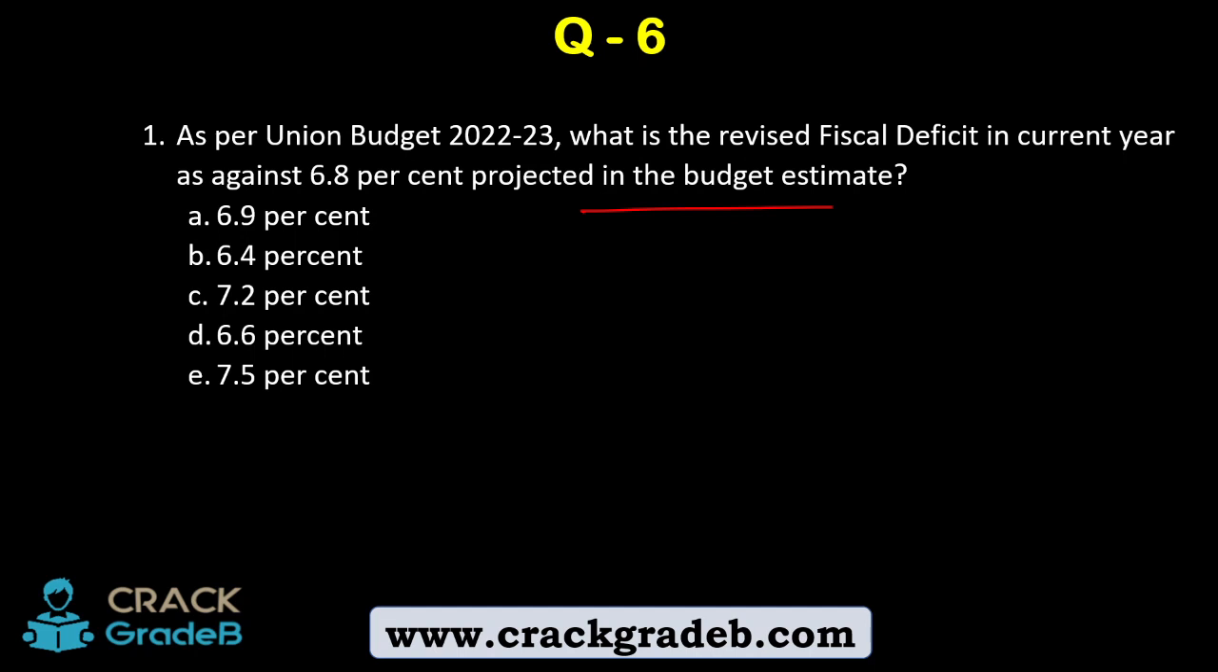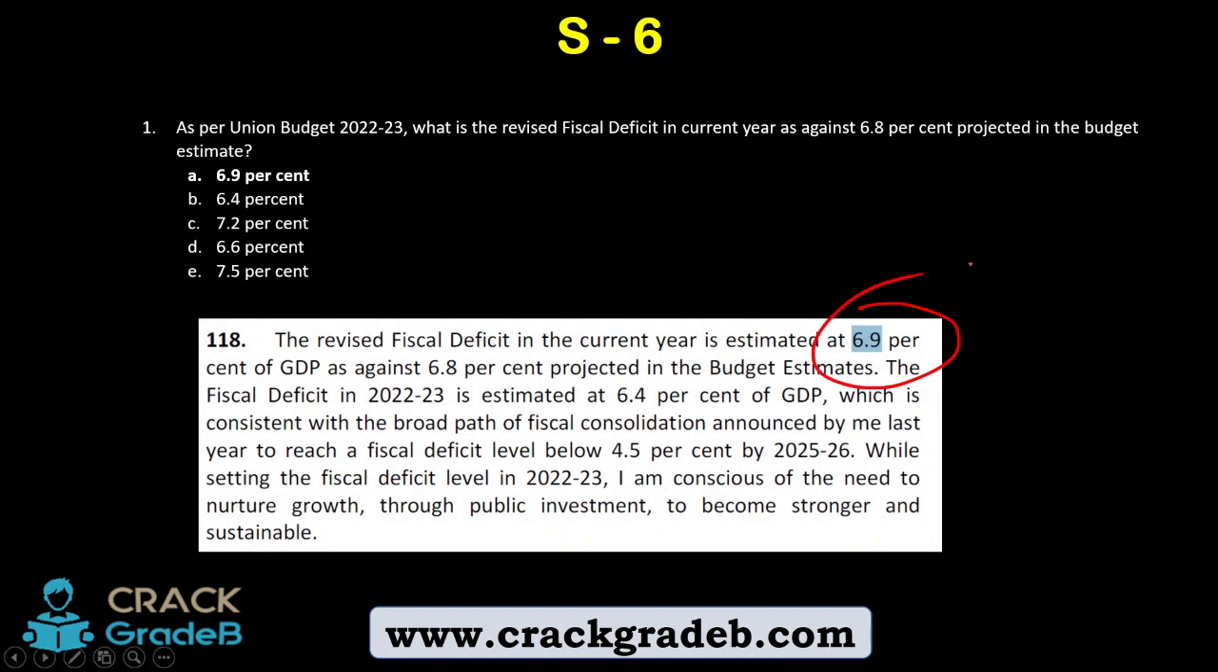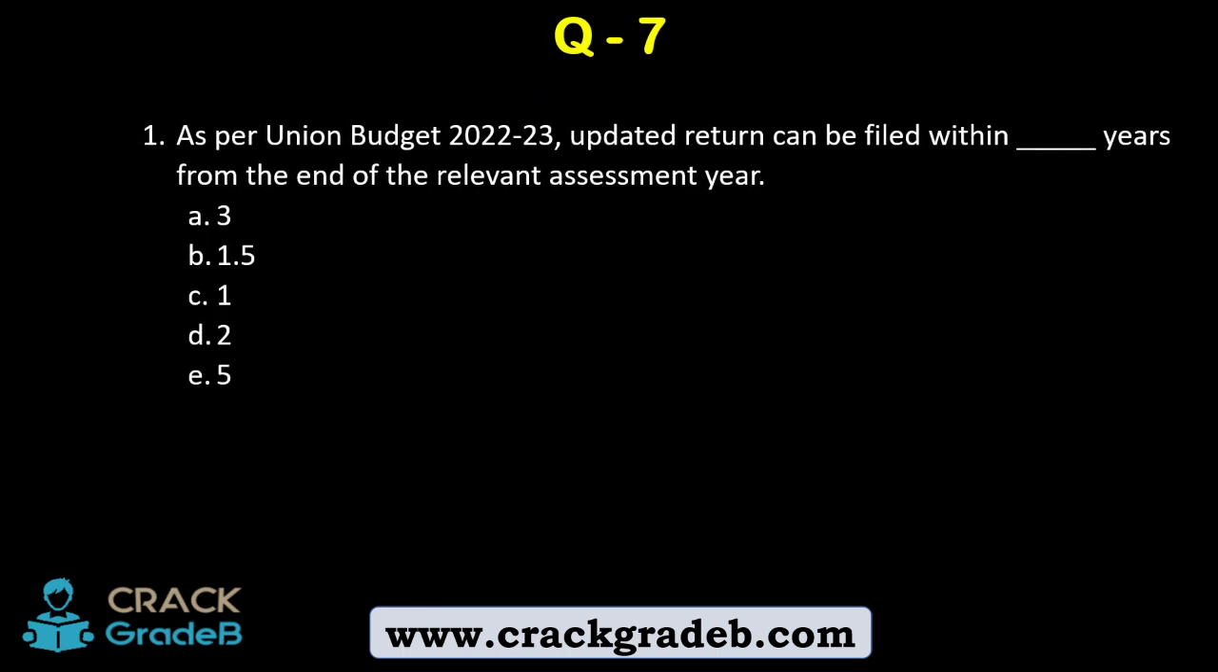Right? Data are very important, and these are some of the key things that can be asked throughout the year, whatever examination you have. Even if some of you are preparing for any other state PSC or a state examination, this type of question can come up because this is related to the national budget. So this type of question holds importance. So it's 6.9% of the GDP as against 6.8% projected in the budget estimate. Let's move forward with question number 7.